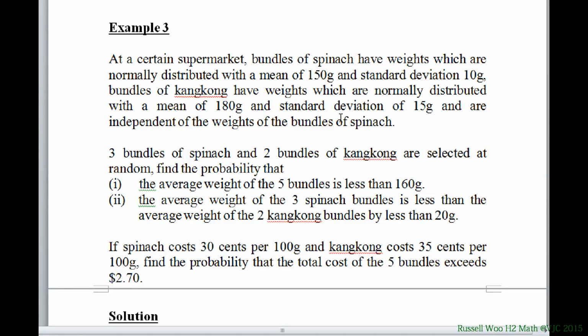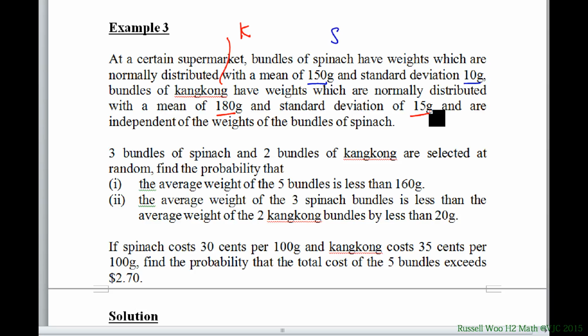Okay, example 3. A long question. We have spinaches and kangkongs. So, how do we deal with this? Bundles of spinaches S has a mean 150 gram, standard deviation 10. Kangkong, mean 180, standard deviation 15, and are independent of each other.